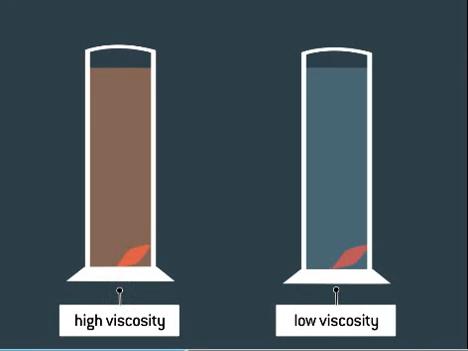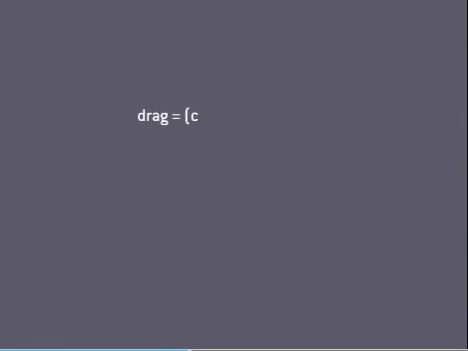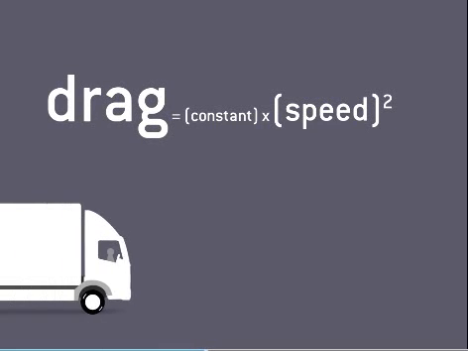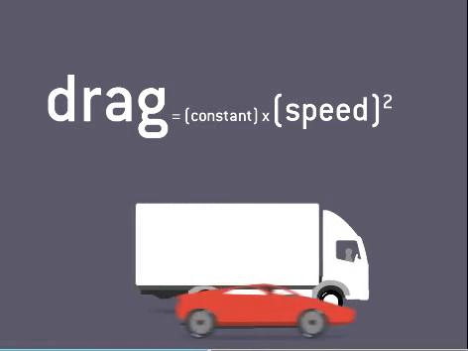Speed has a big effect on drag. The drag increases as the square of the speed increases. This means doubling the speed makes the drag 4 times bigger. This is why it is important that vehicles designed for speed are streamlined.